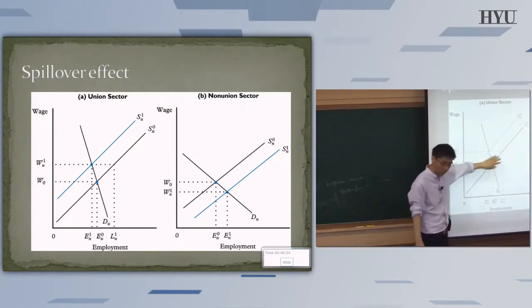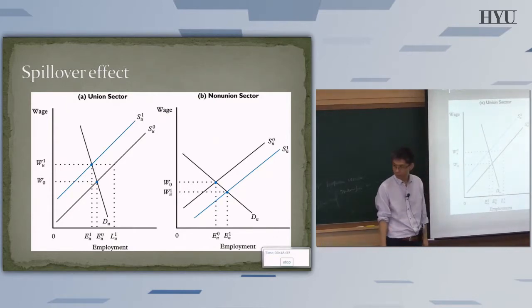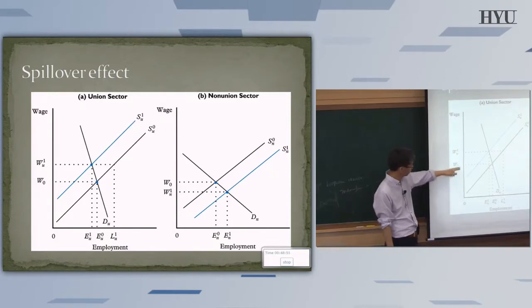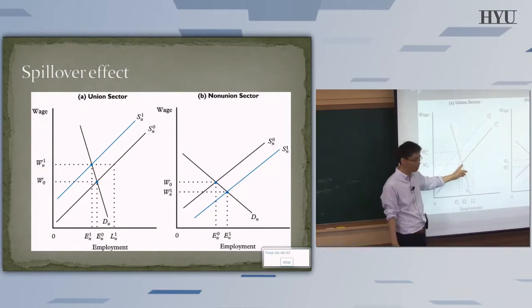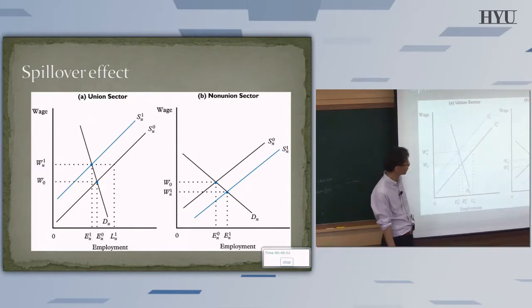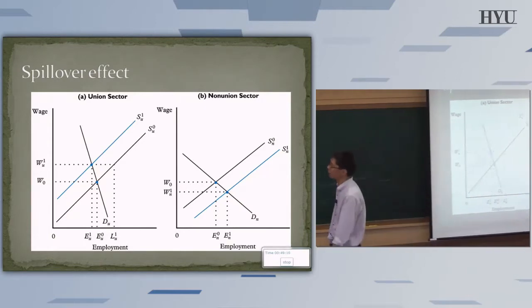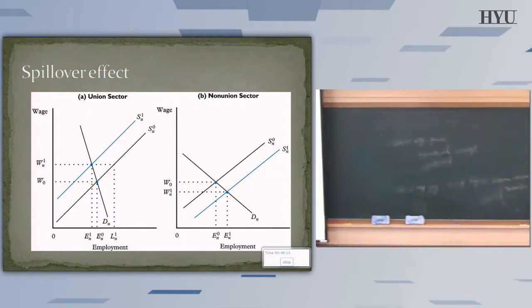But let's say in this sector, a union is organized. Since the union is organized, their wage will go up from W0 to WU1. So in this sector, the wage increases to the union wage level. Now the union wage level is higher than W0, so what happens? The workers will lose their jobs because the demand will decrease, from E0U to E1U. Then these workers lose their jobs.